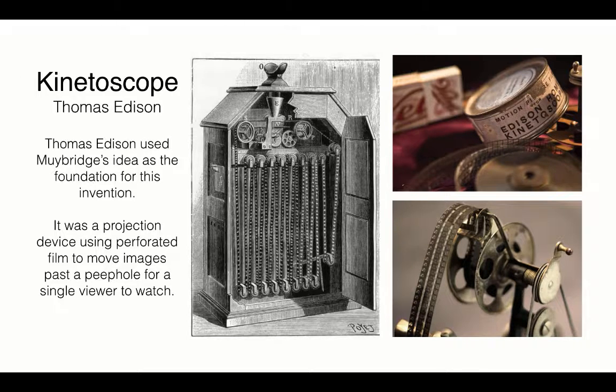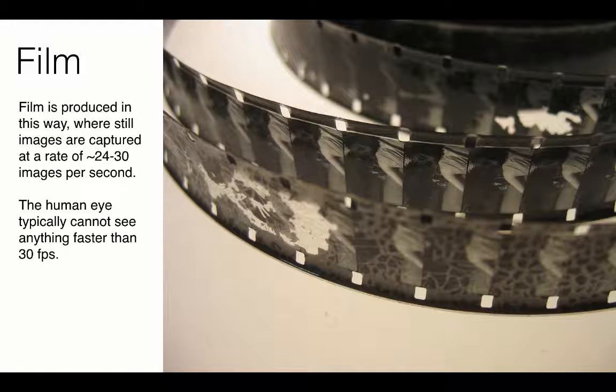Okay, and this is sort of how we ended up getting to film. There were some other inventions after that, but this is sort of how we eventually got to film. All right, film is produced in this way, where images are captured at a rate of roughly 24 to 30 images per second. We refer to that as frames per second, or FPS. The human eye can typically not see anything faster than 30 frames per second. And so if you can imagine, that's an awful lot of individual single images in order to get animation.